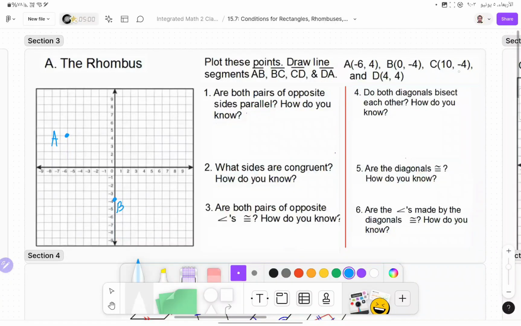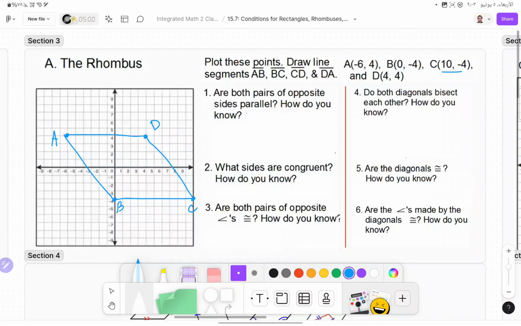Then we have C, which is 10 and -4. C is equal to 10 and -4. Okay. Then 4 and 4, so this one here is D. Now if you connect the points and create your shape, what should this shape be?